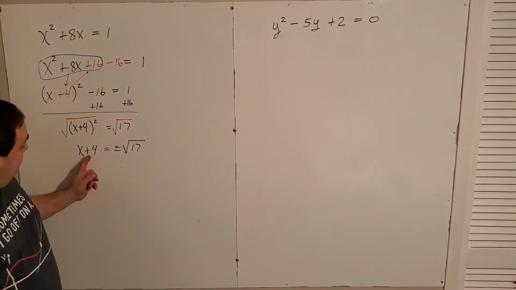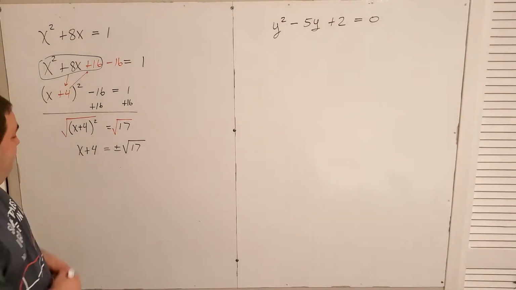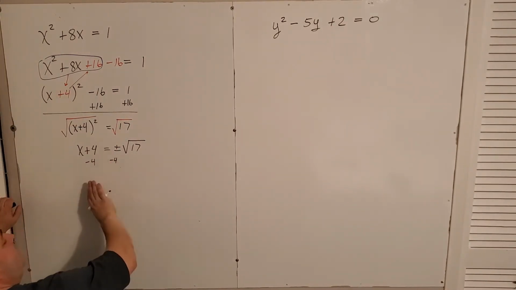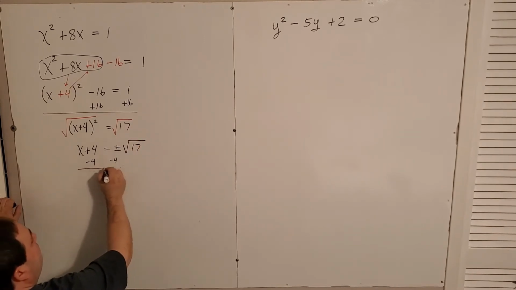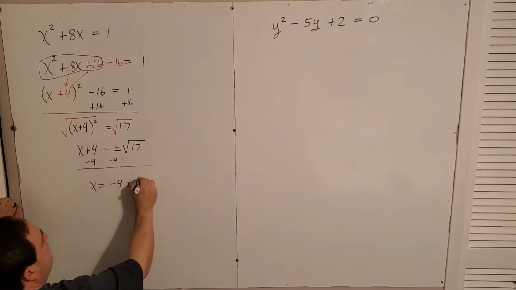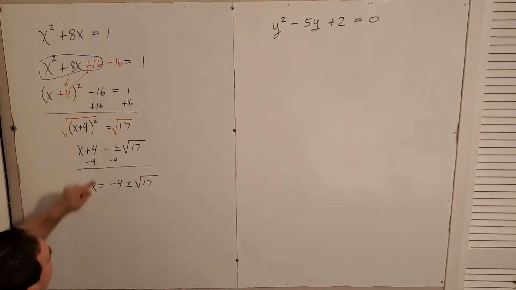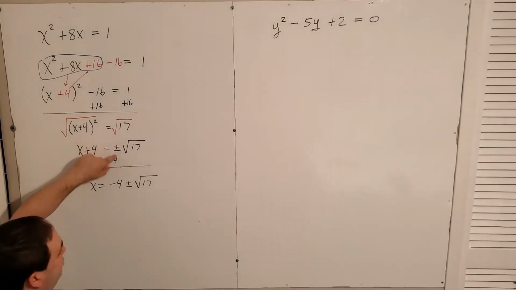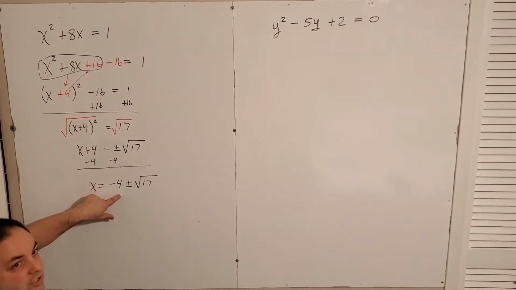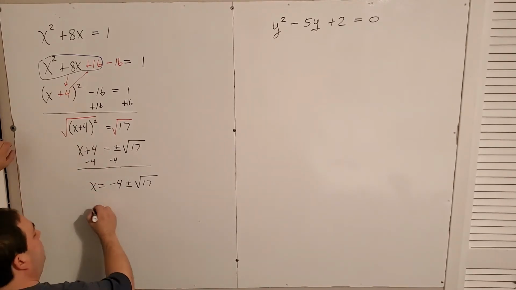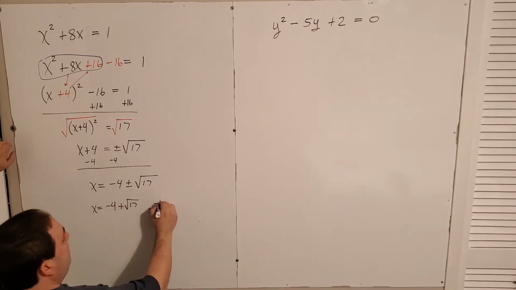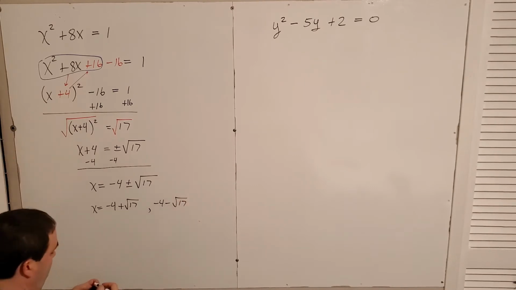And I have one step left to get x by itself. I'll be subtracting 4. Now I can't bring the 4 into the radical, so the only way to simplify that is just to write it negative 4 plus or minus square root of 17. Don't forget, the plus and minus means that there's actually two different equations that I'm solving at this point. Two different solutions here. I'm getting negative 4 plus the square root of 17 and negative 4 minus the square root of 17.